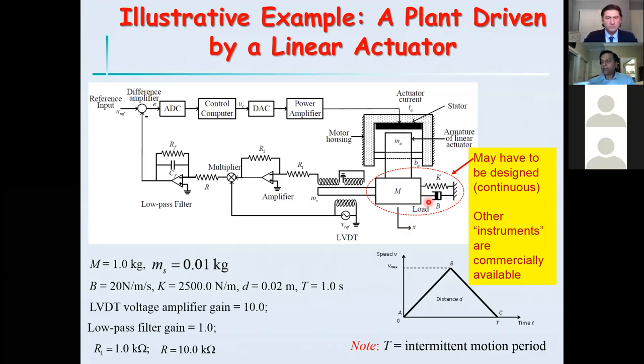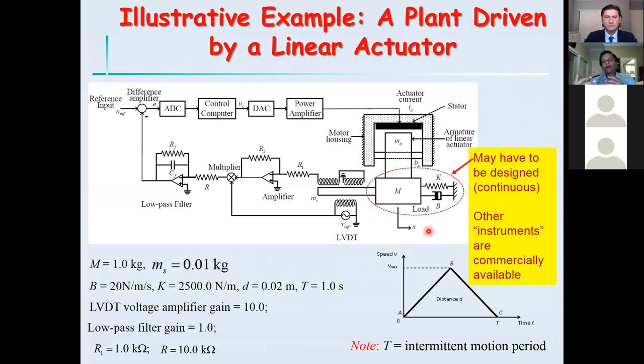However, I mentioned this spring and damper. This may not be part of the plant. This may be something you introduce. Then you may have to design it properly. This may be like a vibration mount that you may have to design. Or it can be a vibration mount that you can buy commercially. This can be a suspension system of a vehicle that you can actually buy commercially. Or it may be something you have to actually develop from scratch. So it can become an explicit design problem as well in order to do the instrumentation.